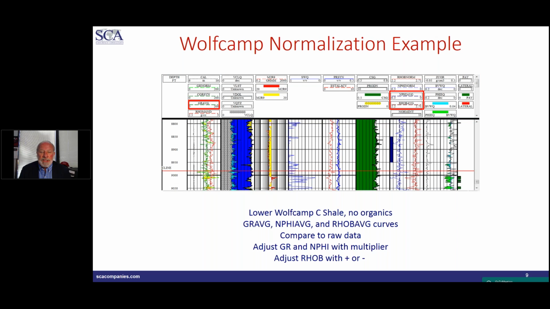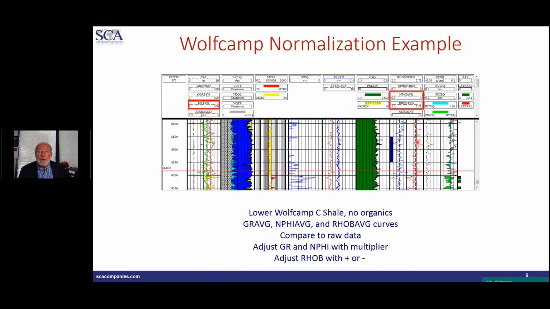Here's an example for normalization. It's a Wolfcamp C zone. You can see the gamma ray average, neutron average, RHOB average. We try to pick a zone right above the Clines where we usually use it in the Midland Basin: a well-developed shale with very little organics. You see there's no crossover here. You're starting to see the crossover between the spectral gamma ray and the gamma ray down here at the top of the Cline, where the organics are, and your resistivity goes up. You can see your neutron is right along the average. Your density is right along the average there.